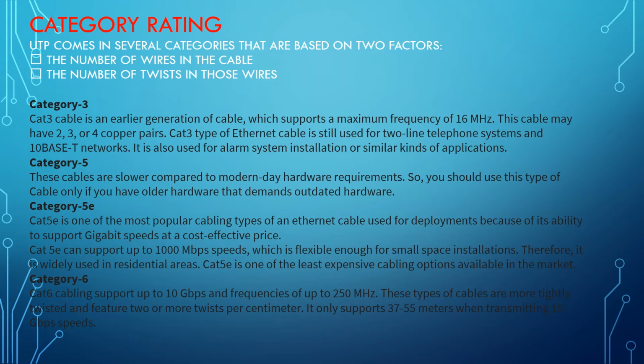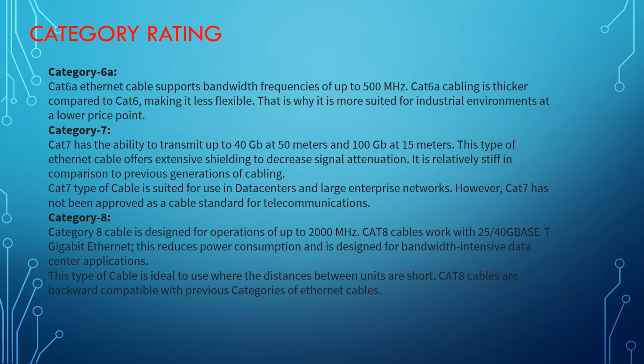Cat6 cabling supports up to 10 gigabits per second and frequencies of up to 250 MHz. Cat6a Ethernet cable supports bandwidth frequencies of up to 500 MHz. Cat7 has the ability to transmit up to 40 gigabits at 50 meters and 100 gigabits at 15 meters. Category 8 cable is designed for operation of up to 2000 MHz.